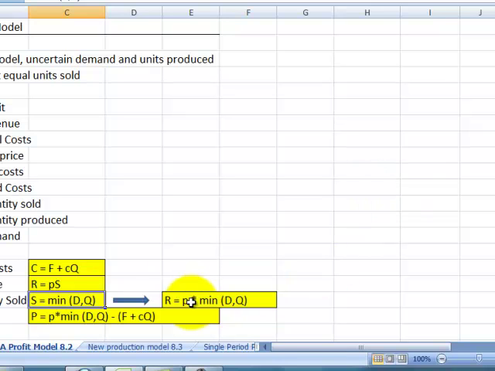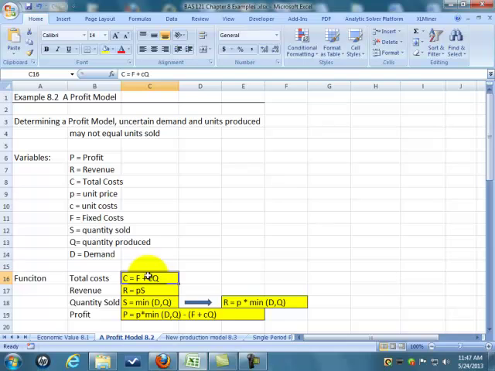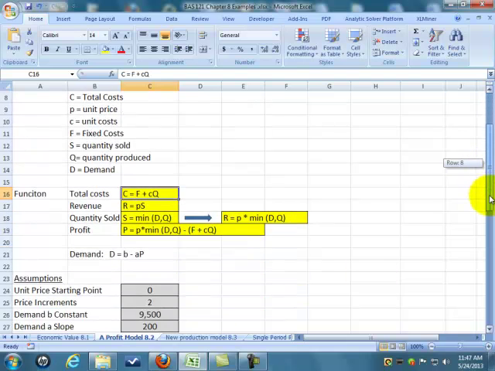That leads us to the revenue function, which is going to be our unit price times our S, or our quantity sold, which we just said was the minimum of D and Q. So our profit, if you remember, profit is revenue minus cost. So all we've done here is made our profit function to be the revenue, which we stole from right here, minus the cost, which we stole from right here. Okay, now let's model this.